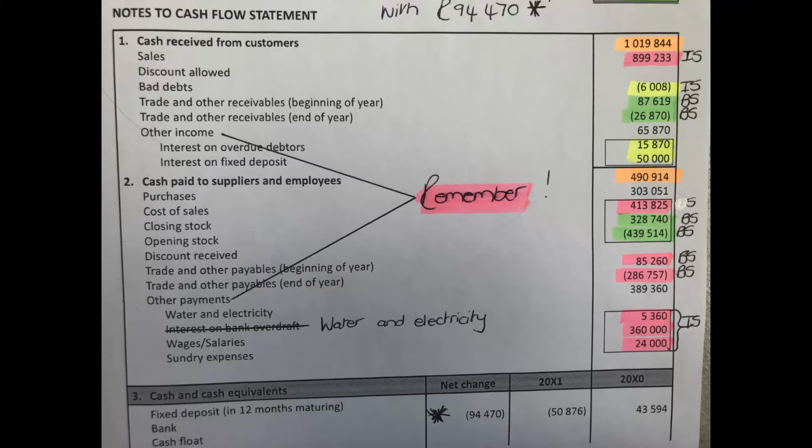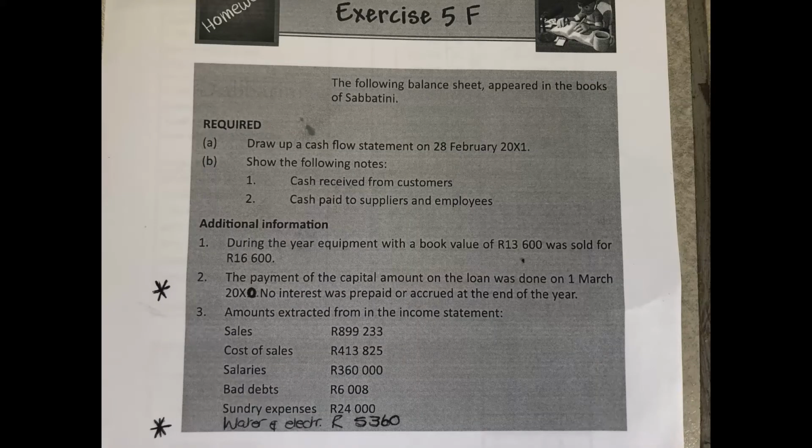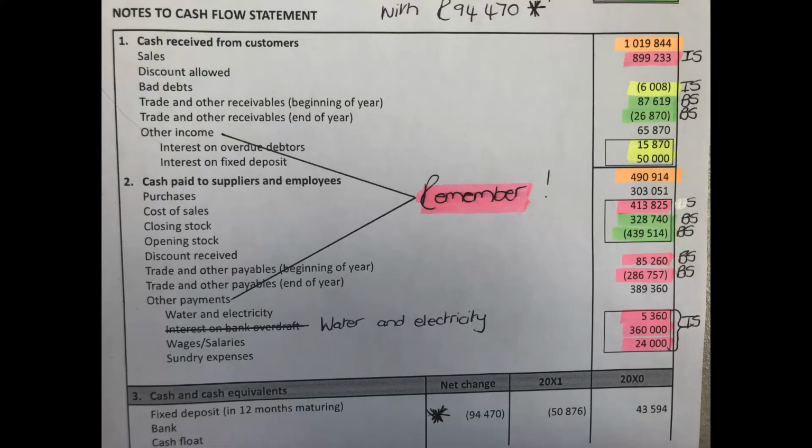Okay, if we do that little small calculation for the purchases, we get an amount for purchases of 303,051. Okay. Then we add trade and other payables at the beginning of the year, which was 85,260. We deduct trade and other payables at the end of the year, which was 286,757. Okay, and then we add other payments. Water and electricity was 5,360. That is the correction that I've given you that should be added on that exercise 5F under the expenses, water and electricity, 5,360. Wages and salaries, 360,000 and then sundry expenses of 24,000.